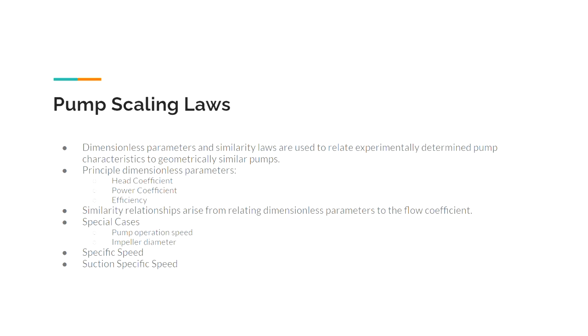In special cases, pump operation speed and impeller diameter effects on pump characteristics are taken into consideration. Specific speed may be used to decide what general pump geometry to use for maximum efficiency, and suction-specific speed is useful for determining the required operating conditions on the suction side of the pump. Now, let's take a look at turbines.